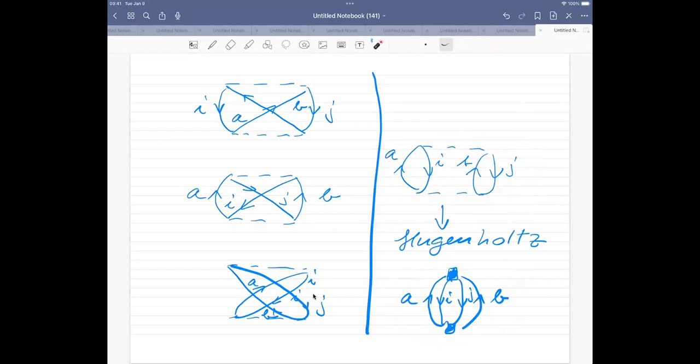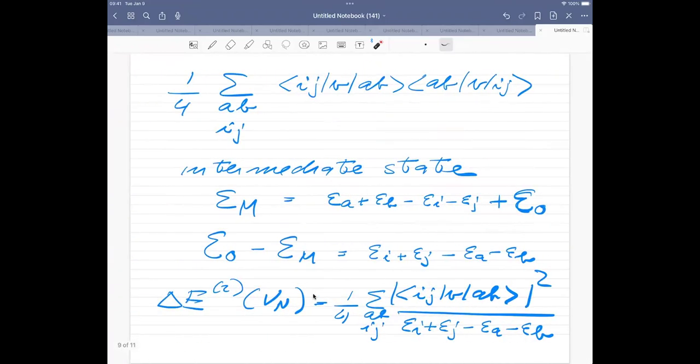And what we will do next week is to derive the diagram rules so that you can actually read off from a diagram like this one, you can read off this expression which you see here immediately from a diagram. But then we need to set up the diagram rules. And in Shavitt and Bartlett, in chapters 4 and 5, they actually derive the diagram rules, but we will discuss them next week.